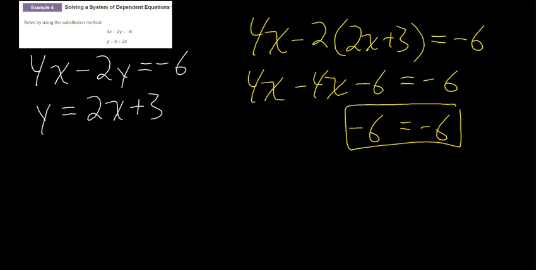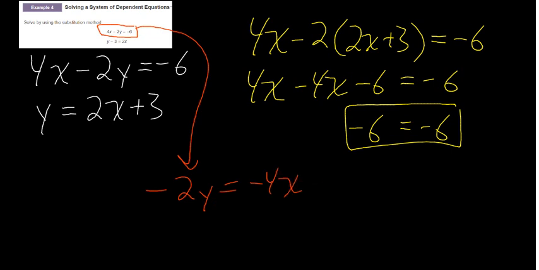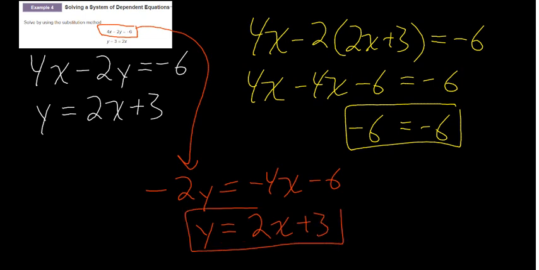So what this tells me is they're the exact same line. Let's examine that real quick. Let's take a look at this equation here and solve for y. We've got negative 2y is equal to negative 4x minus 6. I divide both sides by negative 2. I've got y is equal to 2x plus 3. Notice how that is the exact same as that. That's what a dependent equation is.